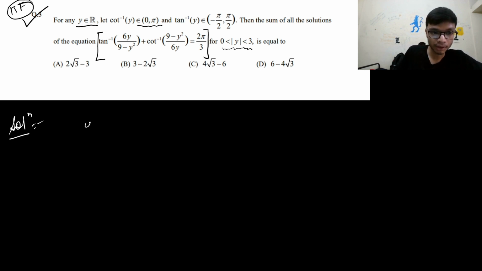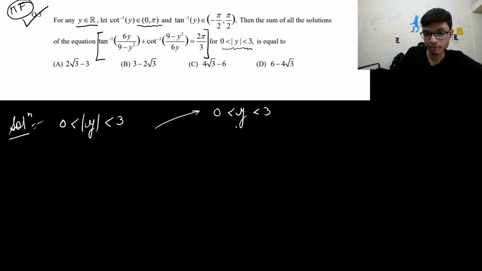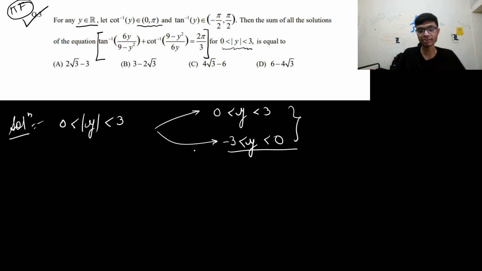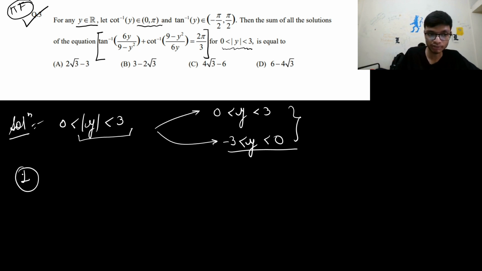For the first case, when the value of mod of y is less than 3, we have two cases corresponding to it. That is, y less than 3 and greater than 0, and another case when y is greater than minus 3 but less than 0. These are the two possible conditions from mod of y less than 3. These are simple properties of the modulus function. So if we apply the properties of the modulus function, we get two results. Let me solve for the first result, that is when y belongs to 0 to 3.